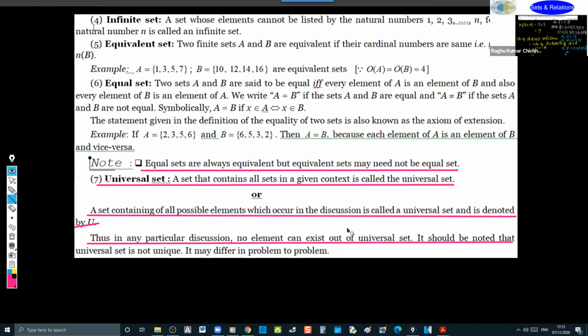It should be noted that universal set is not unique. It may differ from problem to problem. That is, according to the context, universal set differs.